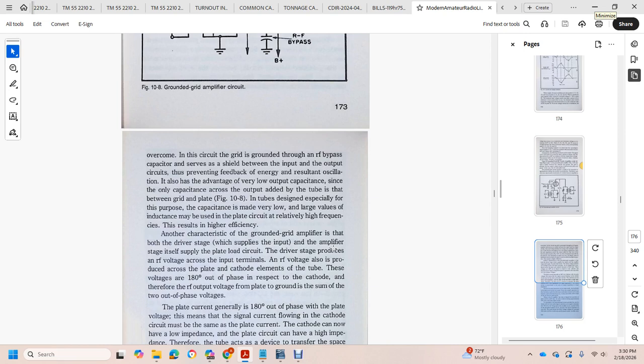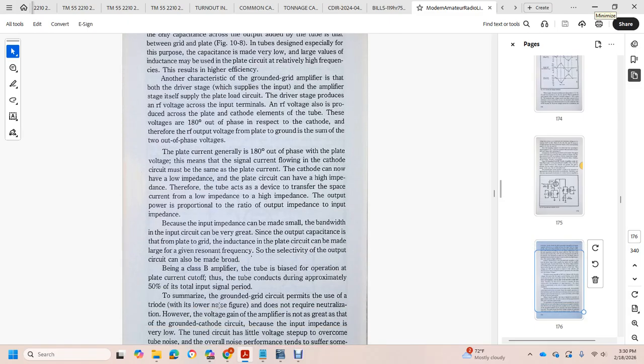Another characteristic of the grounded grid amplifier is that the driver stage supplies the input with the amplifier stage, with itself, with the supply, with the plate load circuit. The driver stage produces a radio frequency voltage across the input terminal, with the radio frequency voltage of the produced curve across the plate and cathode elements of the tube. These voltages are 180 degrees out of phase with respect to the cathode, therefore the radio frequency output voltage from plate to ground is the sum of the two out of phase voltages.